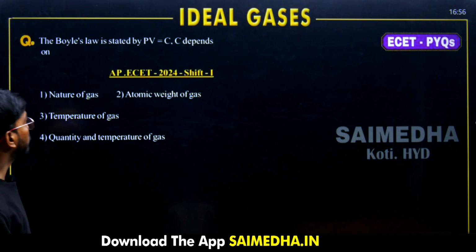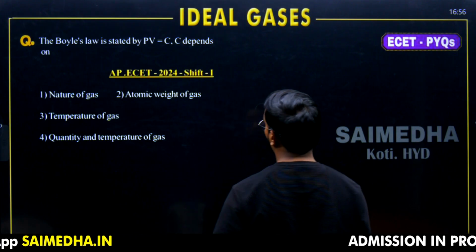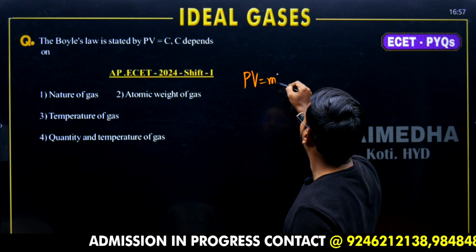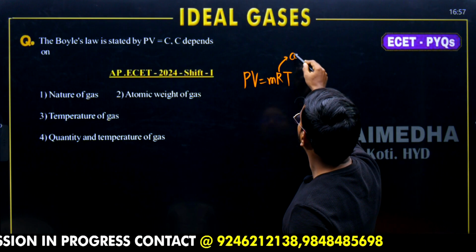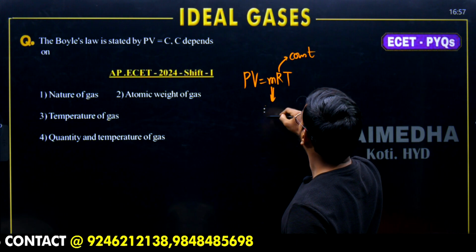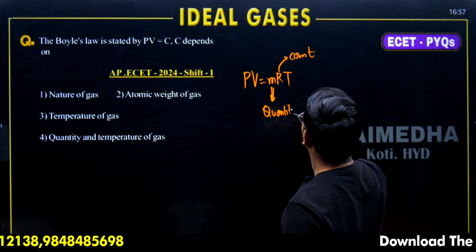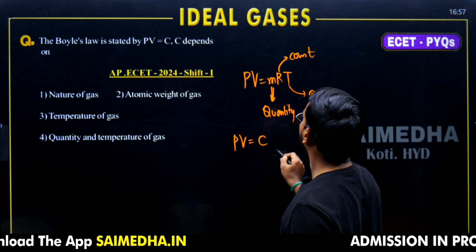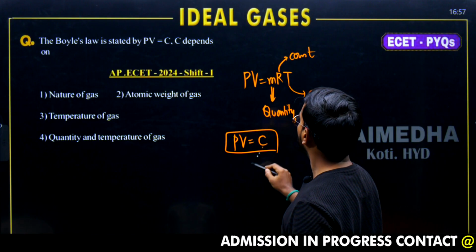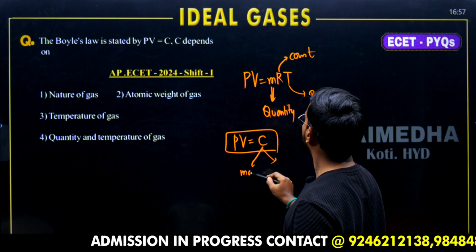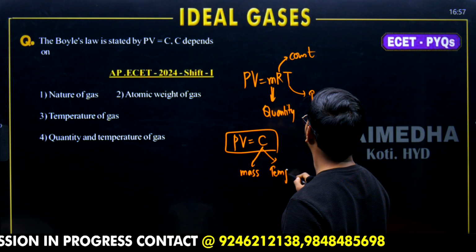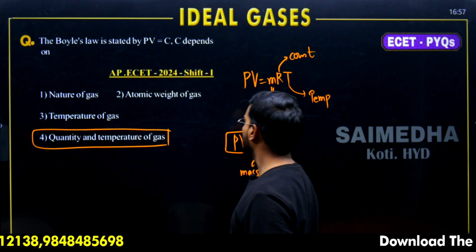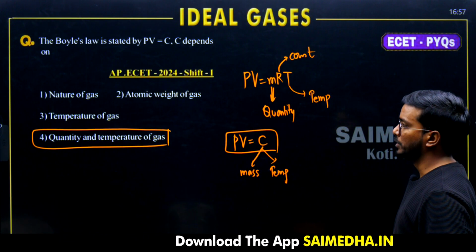Next one. The Boyle's law is stated by PV equal to constant. Depends on. In the ideal gas equation, PV is equals to m into R into T, where R is a constant, m is the mass, a quantity, and T is a temperature. If I want to write PV is equals to constant, that means I am saying that this C depends upon mass and temperature. So mass is quantity. So what is the correct answer for this? C depends upon quantity and temperature.